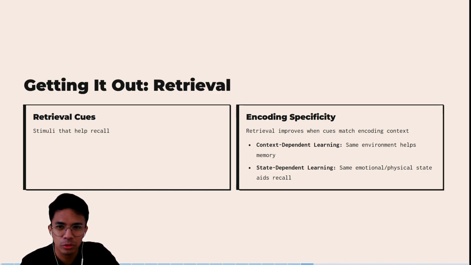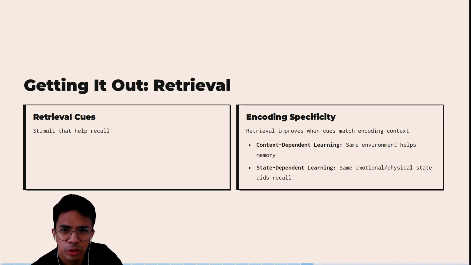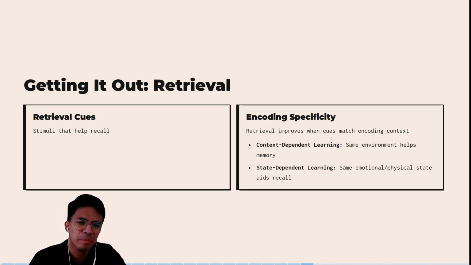Yun yung retrieval cues. Ano ba yung time na yun? What was it like when you were encoding the information? Okay? So yun yung retrieval cues. Ano ba yung mga retrieval cues mo na yan? The sound of the phrase, how it looked like. Yan. So parang may pagka-sensory. Okay? And importante, therefore, yung encoding specificity.